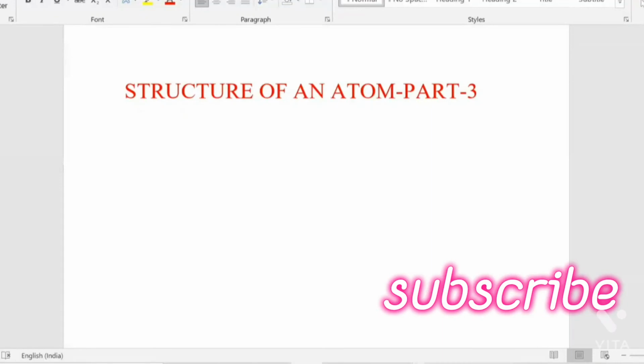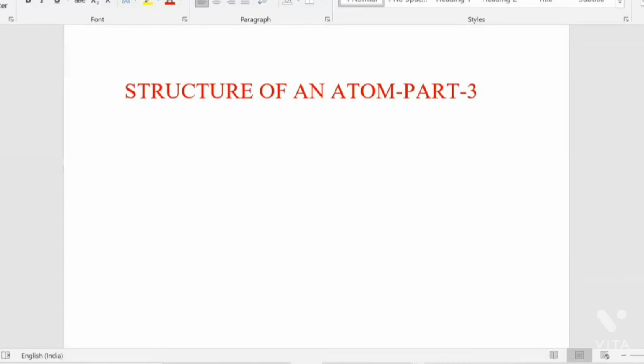Dear students, today I'm going to continue part 3 of the structure of an atom. The electrons are distributed in different orbits that we had seen in the last part. Today I'm going to give more details about that and the distribution rule for making an electron occupy different orbits. Let us start now.